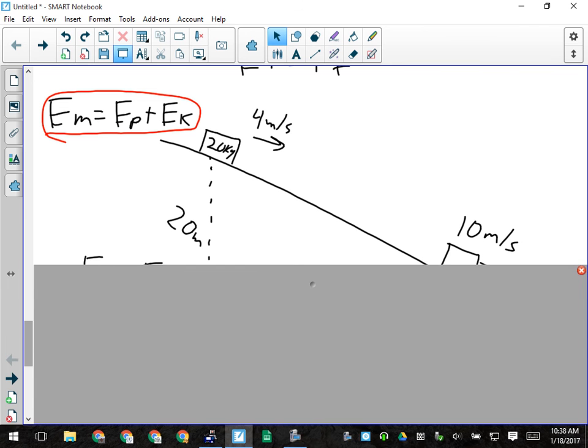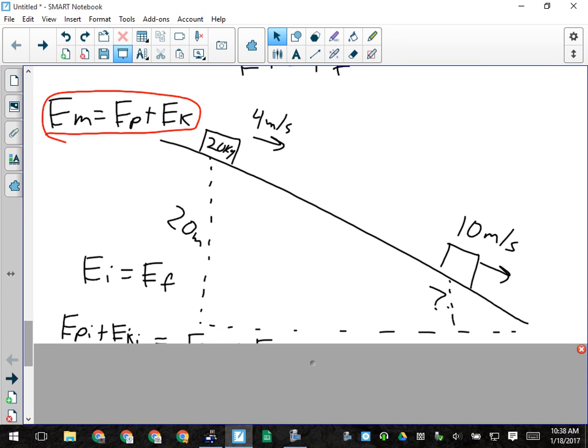All right, so here's our example of a law of conservation of energy problem. I've got this 20 kilogram box sitting on top of a 20 meter high hill. Its initial velocity, or initial speed, sorry, is 4 meters per second. A little while later, a little further down the hill, its speed is 10 meters per second. I want to find out how far above the bottom of the hill it is now that it's moving at 10 meters per second, because it obviously slid down the hill a little ways.